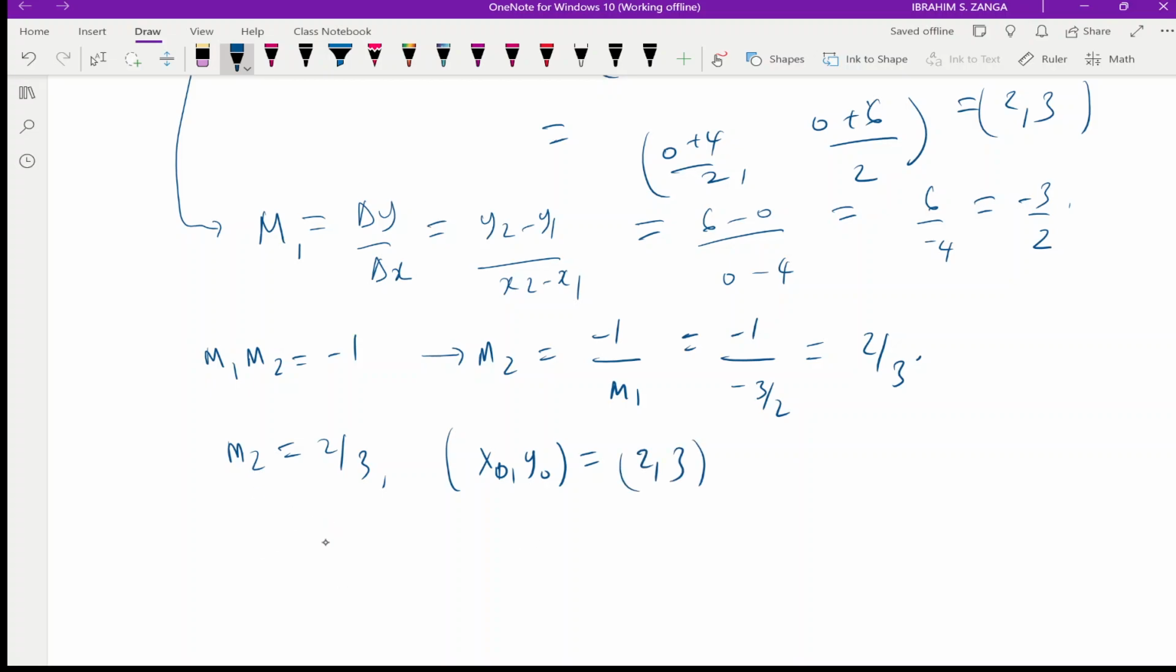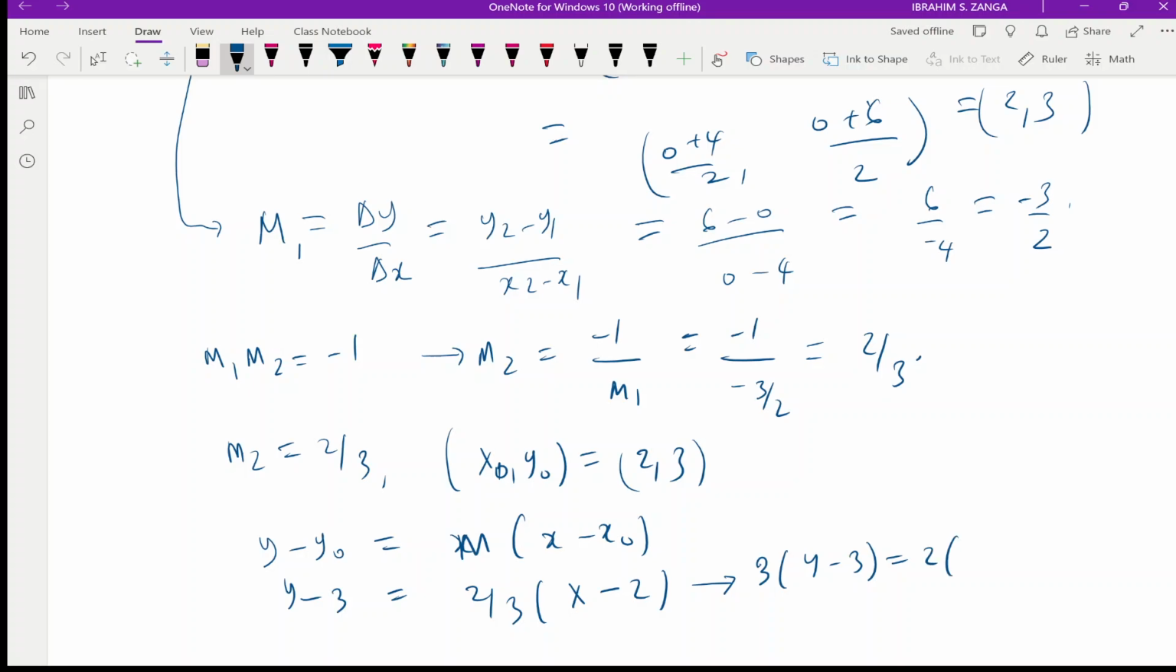And we have to find now the equation. So the equation will be y minus y0 equals m times x minus x0. In our case, y minus 3 equals m, which is 2 over 3, multiplied by x minus 2, dear students. To simplify further, you multiply by 3, so you have 3y minus 9 equals 2 in the bracket, x minus 2. So you have 3y minus 9 equals 2x minus 4.